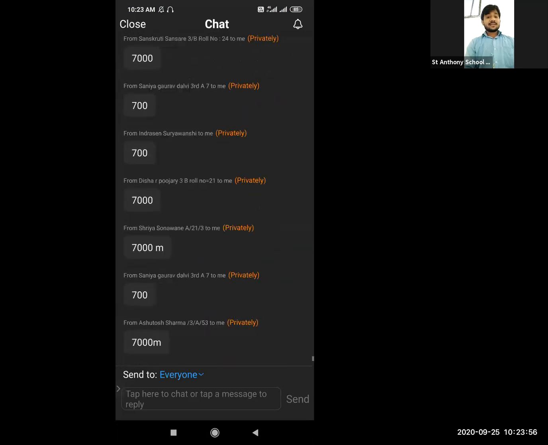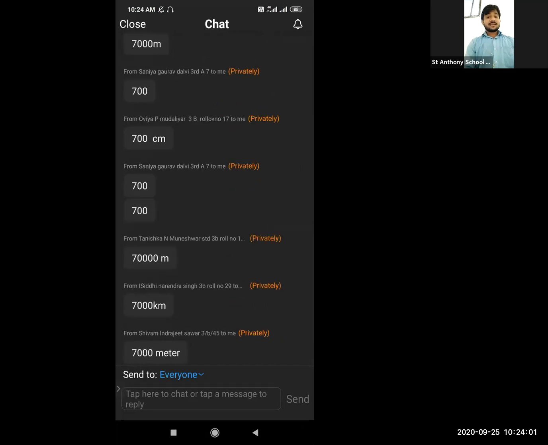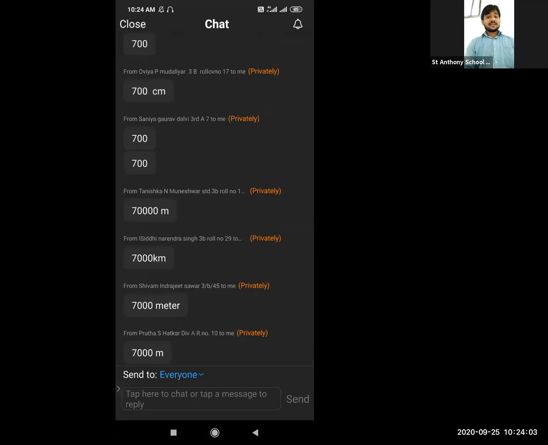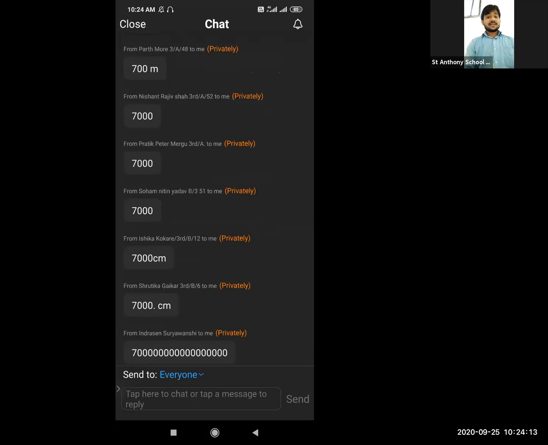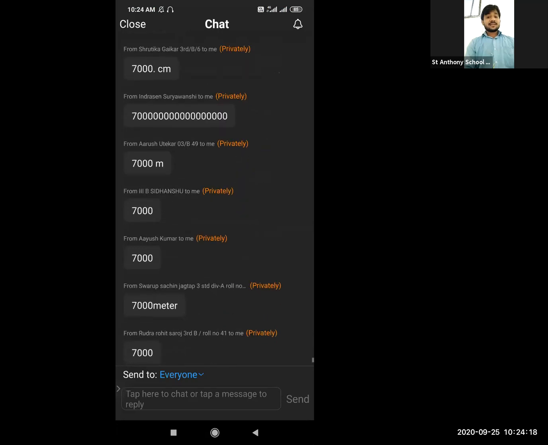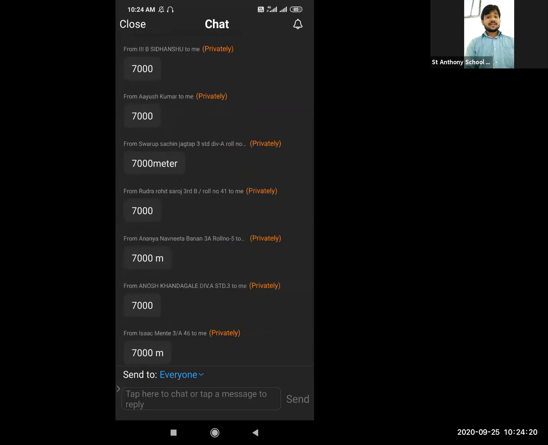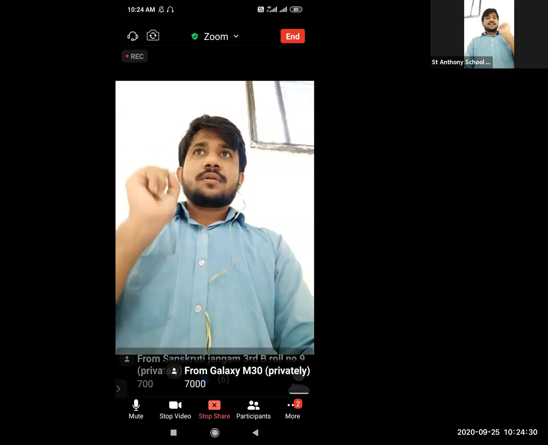Yes, absolutely. 7000 meter. It is not 700 meters, children. See, 1 kilometer is equal to 1000 meter, 2 kilometer is equal to 2000 meter. So I ask you, 7 kilometer is equal to how many meters? The answer is 7000 meter.